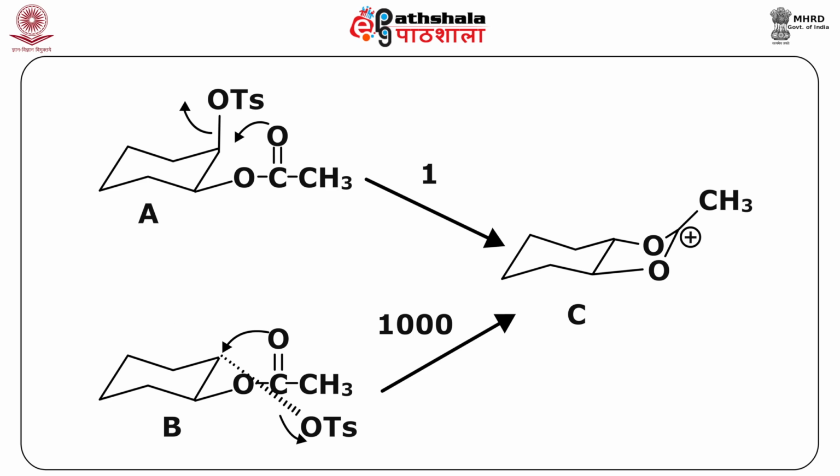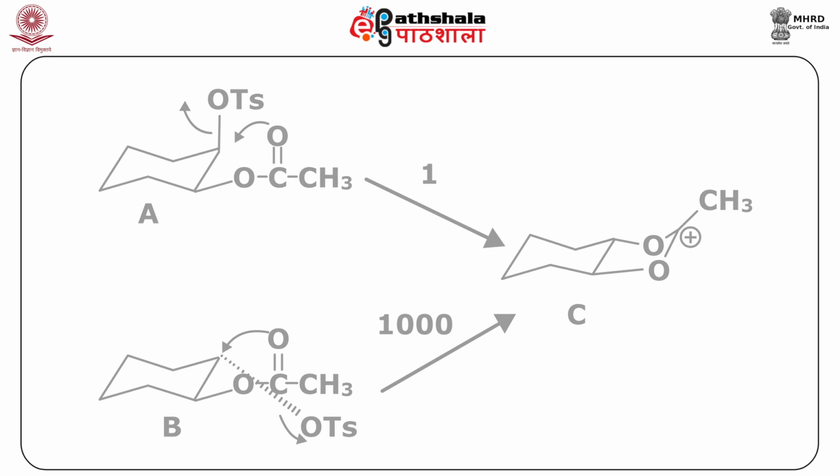Let us consider case number 2. The trans tosylate undergoes solvolysis 1000 times faster than the cis isomer. The non-bonding electrons of the carbonyl group assist the formation of the developing charge, and again the assistance is much better from the backside of the leaving group. Now again you can see here the backside attack is much more favorable.